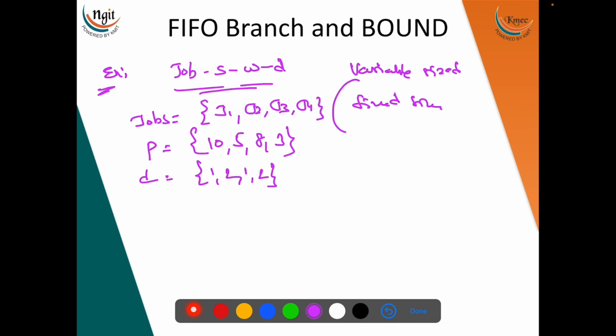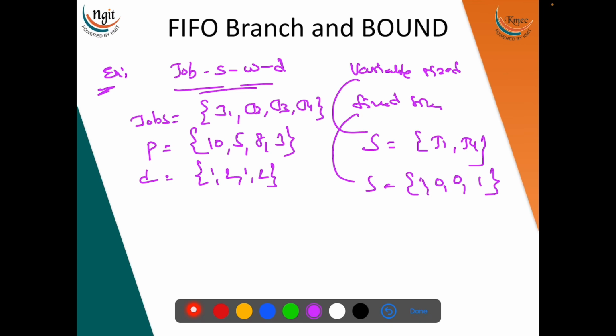So variable size in the sense the solution will be S is equal to J1, J4. Fixed size in the sense S is equal to 1, 0, 0, 1. So this one is what? J1 is available in the solution. J2, J3 are not available. So we did not mention them with the 1. We mentioned them with the 0 to make sure that these are null values. And this is J4. According to this solution, I made this one also 1.